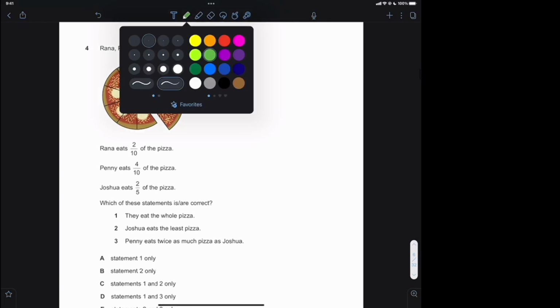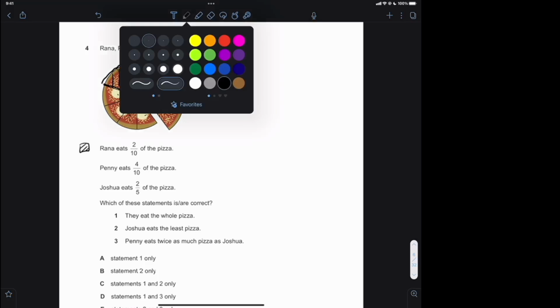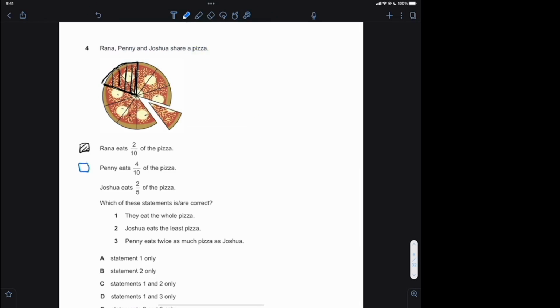Question 4. Raina, Penny, and Joshua share a pizza. Raina eats 2/10 of the pizza. So we can notice here 1, 2, 3, 4, 5, 6, 7, 8, 9, 10. We've divided this pizza into tenths. So 2/10 of the pizza would just be 2 slices. So Raina eats this much here. Let's make Raina black. Penny is going to eat 4/10, so that's going to be 4 slices. So 1, 2, 3, 4. These ones here.